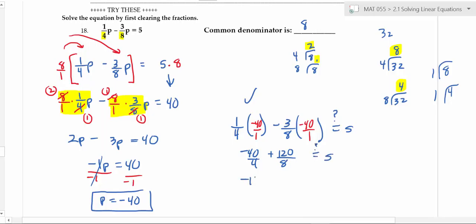Okay, this is negative 10. If you do 120 divided by 8, what you'll end up with on that is 15. So sure enough, that's right. 5 equals 5, so that proves that's the right answer. Okay. Now see, you can also do this like this. You can go 4 into 4 once, 4 into 40 10 times, 8 into 8 once, 8 into 40 5 times. Just get the same thing.